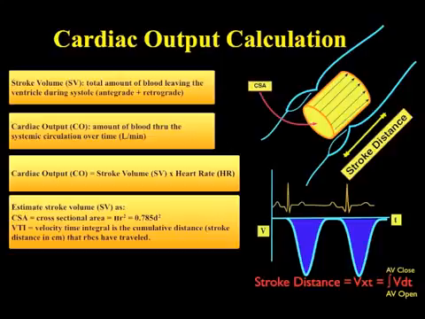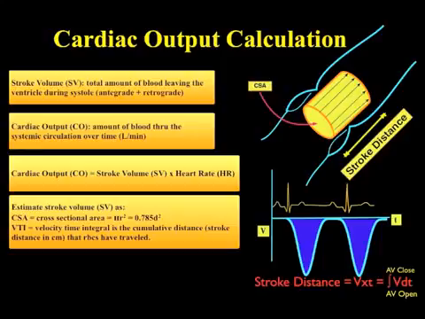The resulting envelope is traced in order to find the area under the curve, which is called a velocity time integral, or VTI. This number represents the stroke distance that the sample of blood travels and is measured in centimeters.